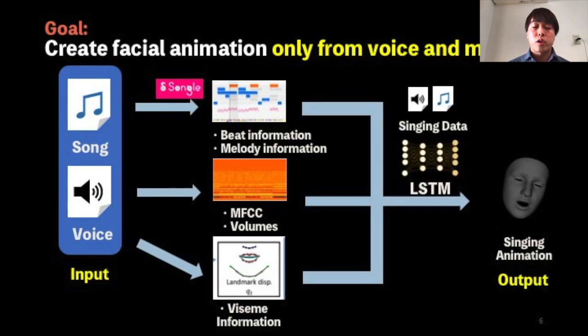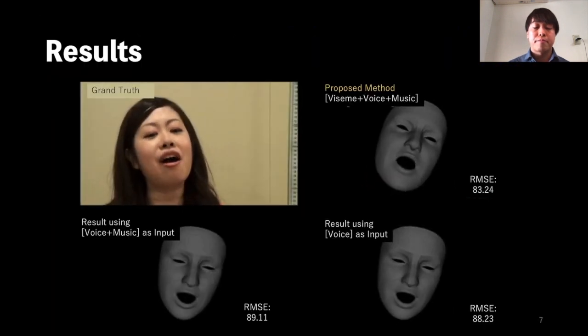To achieve the goal of creating facial animation without using visual data, we look at the musical information and viseme information. By adding the parameters derived from the music and the mouth shape data derived from the voices, the input data becomes richer and is able to present features of singing. Here we show the results.